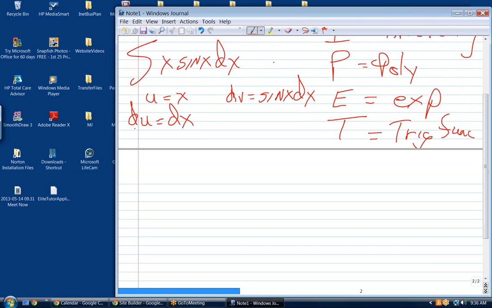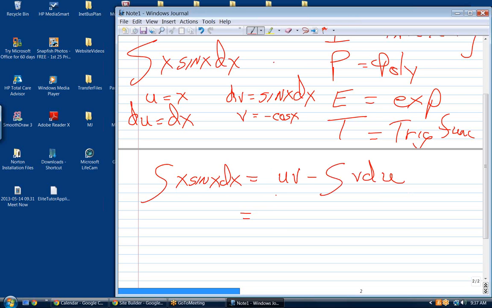Okay, so if du equals dx, well, dv, if I divide both sides by dx, I get dv/dx equals sine x. Therefore, v must equal negative cosine x. So now I can set up my equation. Well, what's u? u is x. What's v? v is negative cosine x.